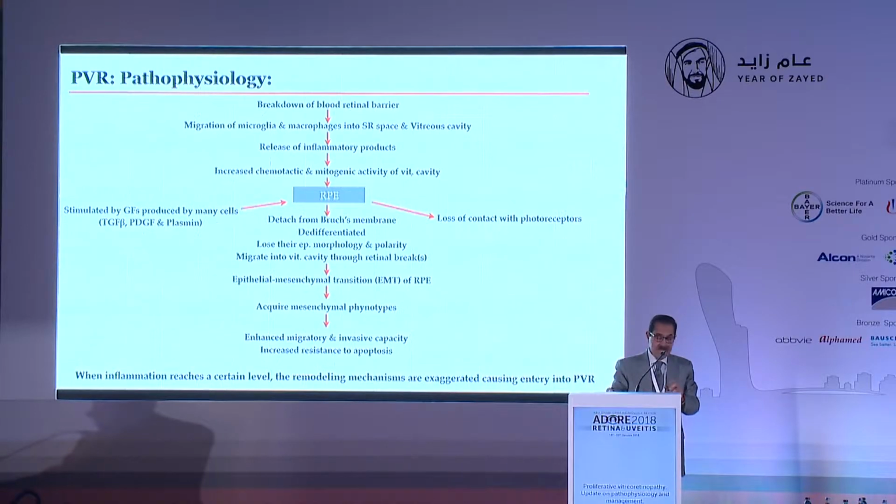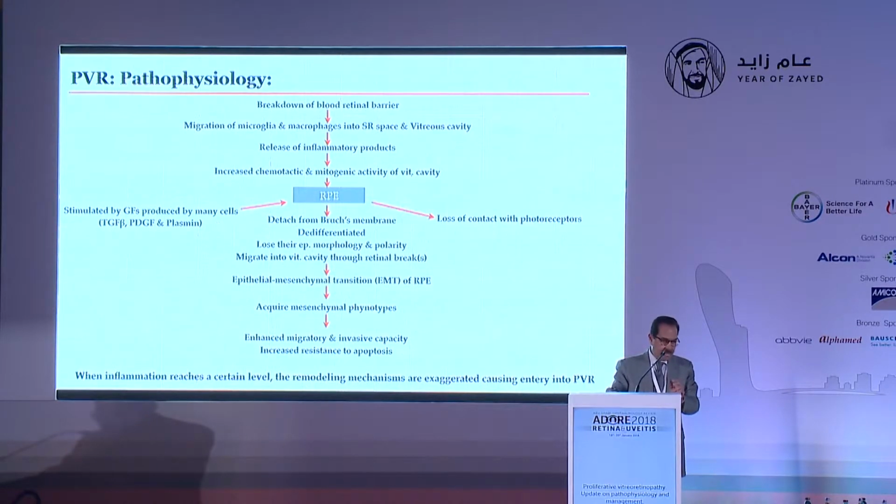This is followed by release of inflammatory products, increased chemotactic and mitogenic activity inside the vitreous cavity, and these act on the retinal pigment epithelium, which is the main cell playing part in the production of the PVR. These cells are also influenced and stimulated by growth hormones released by many of the cells, especially the macrophages, and this leads to loss of the contact between the retinal pigment epithelium and the photoreceptors.